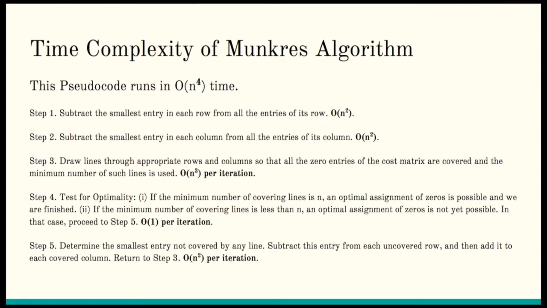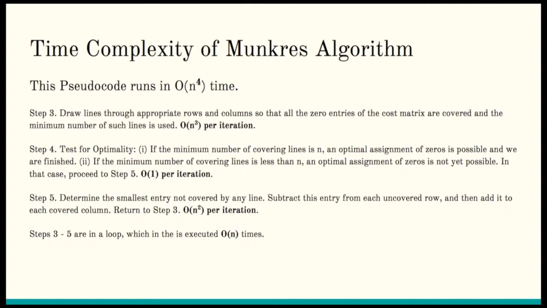Step 5 finds the smallest value that is not covered by a line and then subtracts this value from the uncovered rows and adds it to the covered columns. This takes O(n^2) time, as it must iterate through the matrix, firstly to find the smallest value, and then to modify the entries accordingly. Steps 3 to 5 are repeated multiple times, and each time an additional 0 is created. In the worst case, after step 2, all of the zeros are in a single column or in a single row of the matrix, meaning that steps 3 to 5 must be executed O(n) times to create n-1 more zeros. So the total time is O(n^3) repeated O(n) times, which is O(n^4).